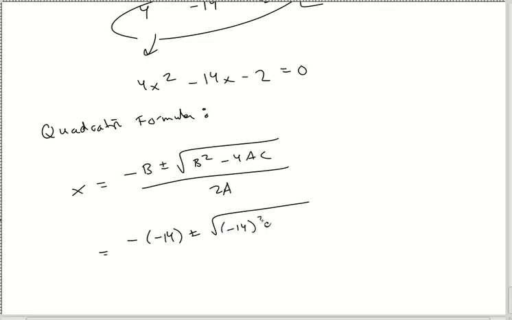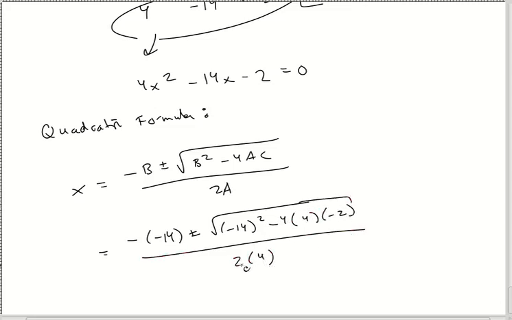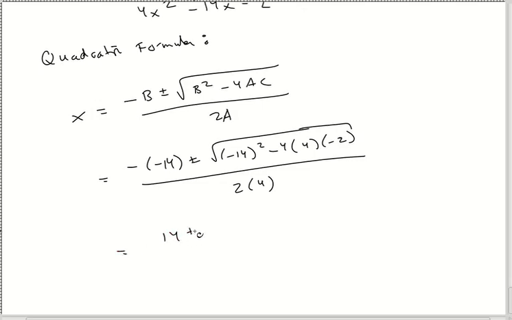Just plugging it in. We've done this before. Nothing new here. Just plugging it in. 2 negatives make a positive 14. 2 negatives make a positive 14 squared. I actually don't have that on my paper. No. Yes. There you go. And then we got 2 negatives make a positive again. 16 times the 2 is 32. And then all divided by 8.